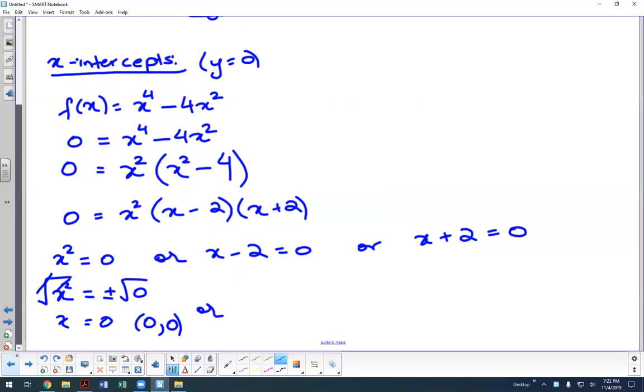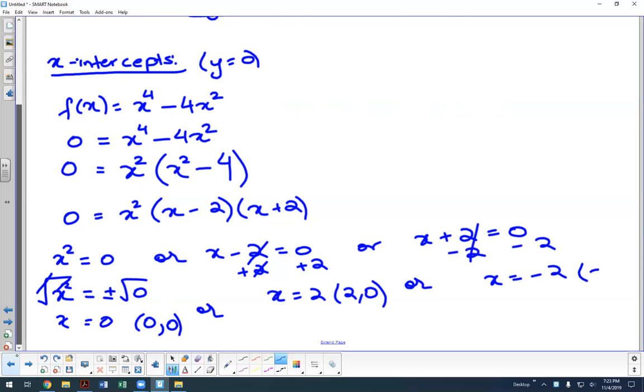What will the second one give us? Positive 2. Very good. Which is of course the ordered pair 2, 0. And this last one? Negative 2. Very nice. Which is again the ordered pair negative 2, 0.